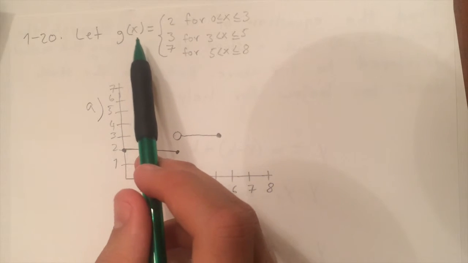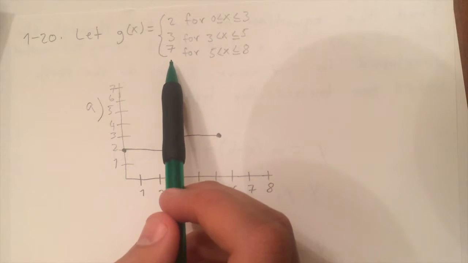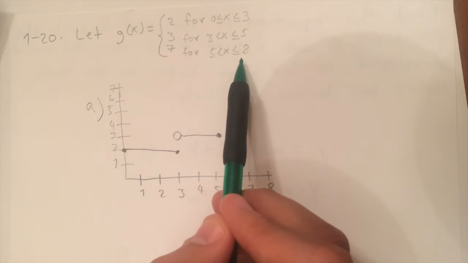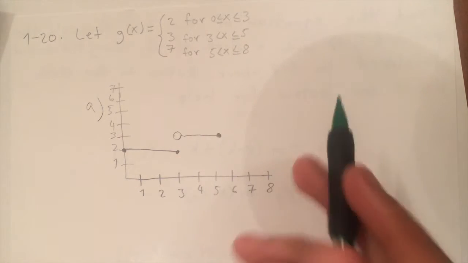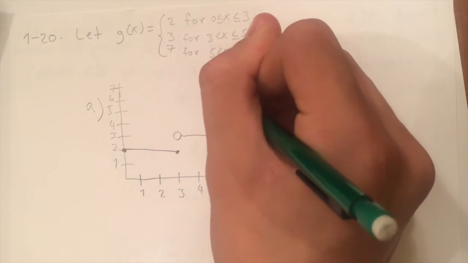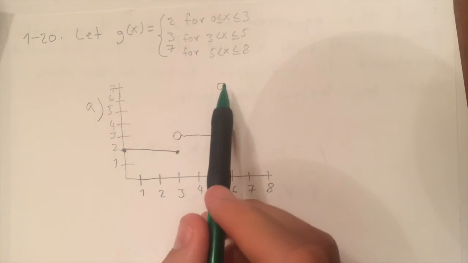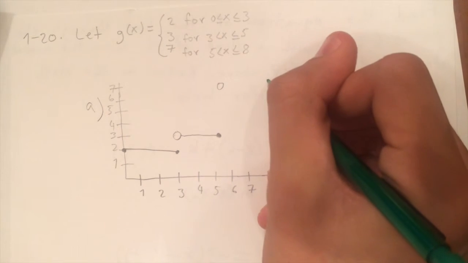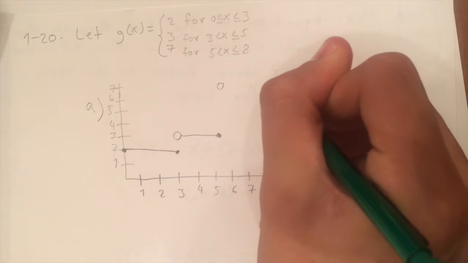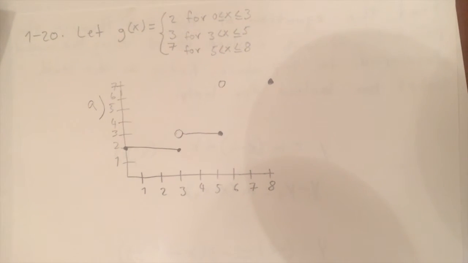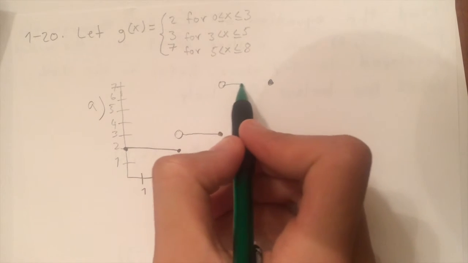And then g of x is equal to 7 from 5 to 8. The 5 is not included, so let's draw another open circle at 5 comma 7, and then a closed circle at 8 comma 7, and connect the two dots.